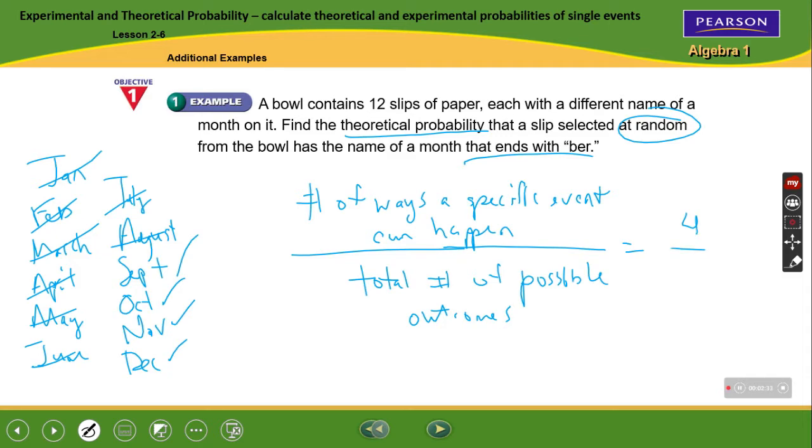4 out of how many? How many total possible slips could we pull? There's 12 possible slips because there's 12 months. So our theoretical probability is 4 out of 12, but we can reduce that. We can divide by 4 up top, divide by 4 on the bottom, and we get 1 out of 3, or 33.3 repeating percent. I prefer 1 out of 3 as a probability, and that is your best answer unless they ask specifically for something else.